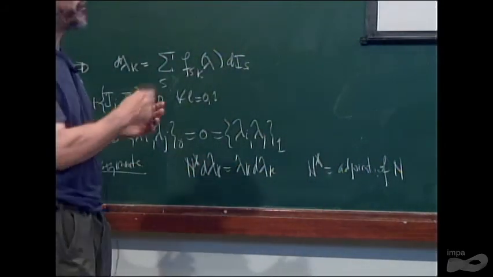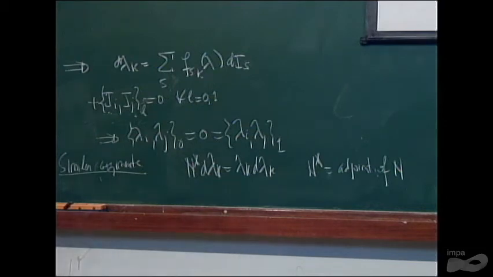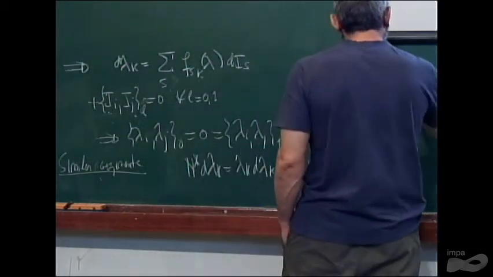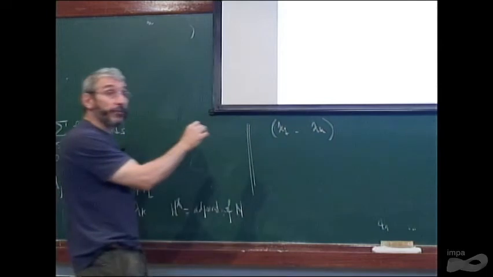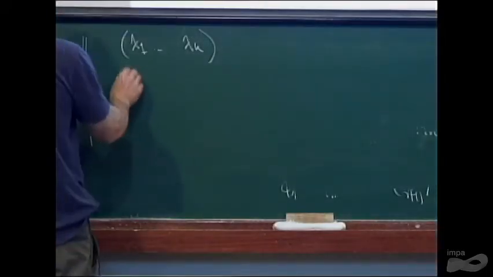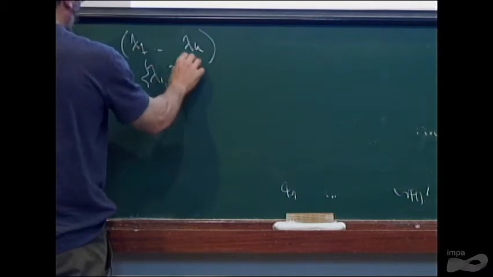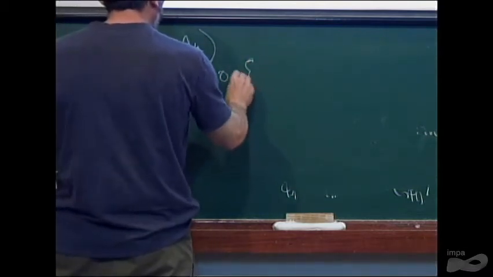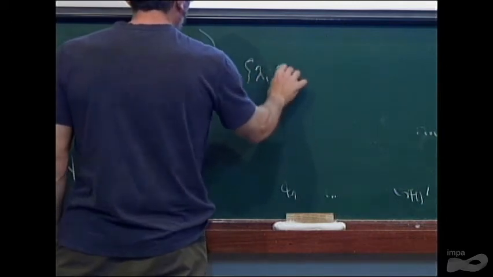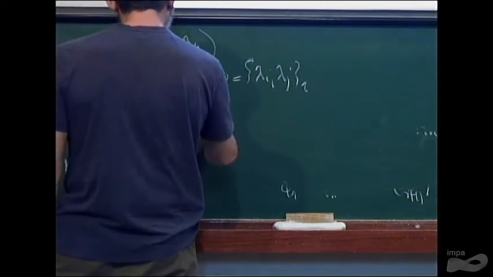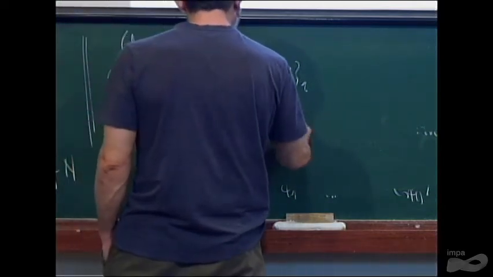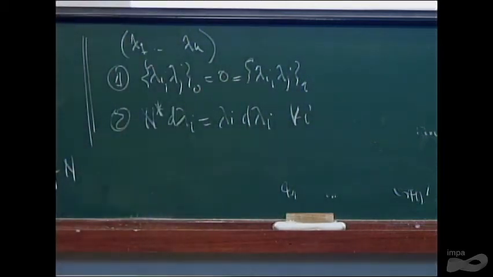So at the end, starting from this data, so this regular semisimple omega-N manifold, we arrive to prove that the set of eigenvalues satisfies two properties. The first property is that they are in involution. The second property is that they satisfy this relation. So in particular, this means that the eigenvalues of N give us half of the coordinates that we are looking for.